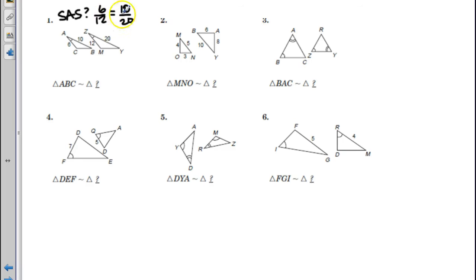All right, so checking these sides are proportional, so we're good to go. This reduces to 1/2, and so does that one. Now we can check the angle between, and it shows that those are congruent. So this is side angle side similarity.